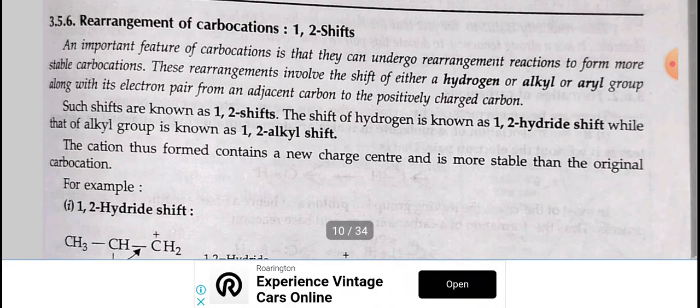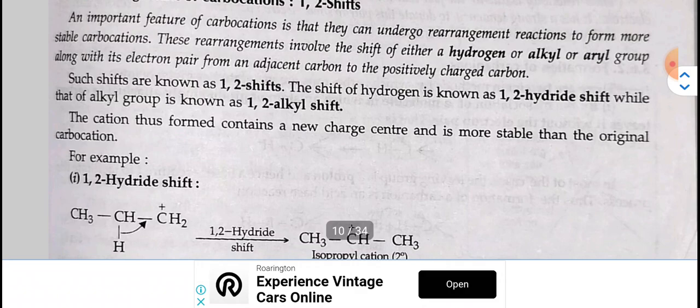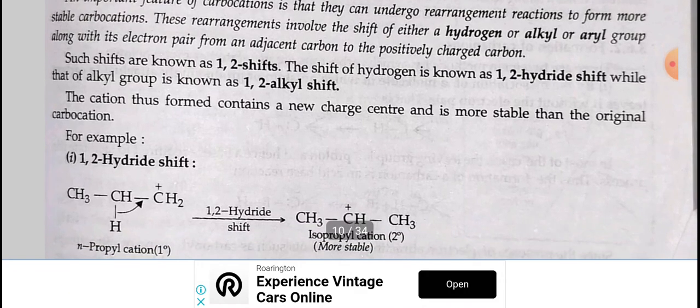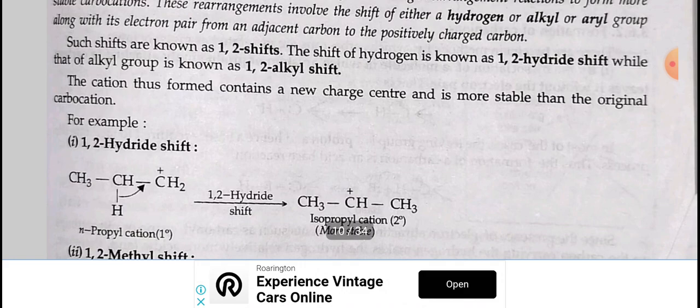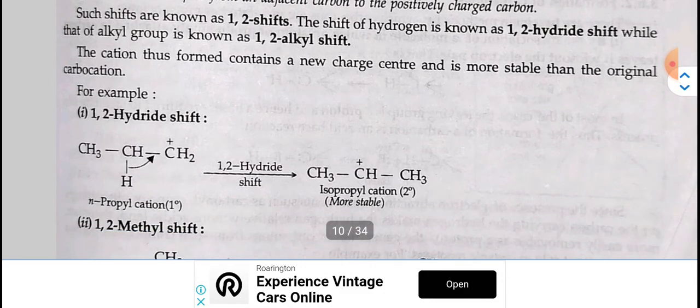Rearrangement of carbocations: 1,2 shifts. An important feature of carbocations is that they can undergo rearrangement reactions to form more stable carbocations. These rearrangements involve the shift of either a hydrogen, alkyl or aryl group along with its electron pair from an adjacent carbon to the positively charged carbon. Such a shift is known as a 1,2 shift. The shift of hydrogen is known as a 1,2 hydride shift, while that of an alkyl group is known as a 1,2 alkyl shift. The cation thus formed contains a new charge center and is more stable than the original carbocation.